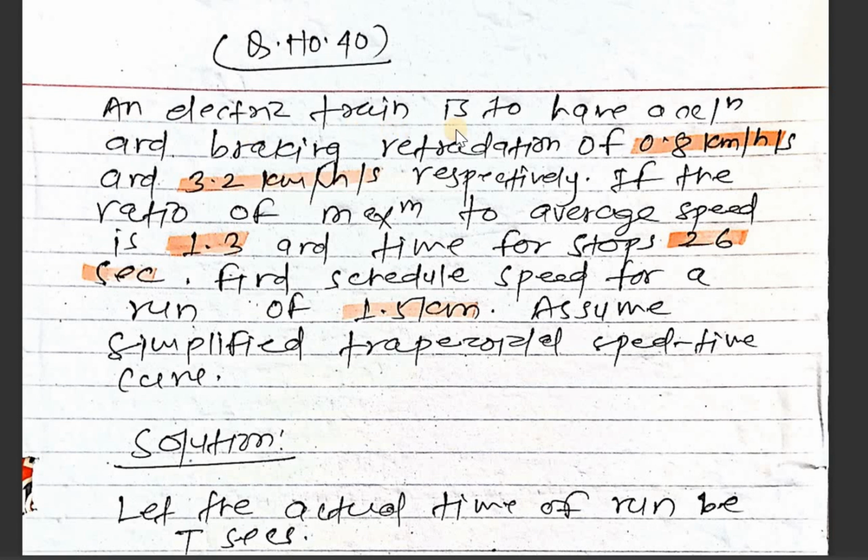Today our numerical problem is: an electrical train is to have an acceleration and braking retardation of 0.8 kilometer per hour per second and 3.2 kilometer per hour per second respectively. If the ratio of maximum to average speed is 1.3 and the time of stop is 26 seconds, find the schedule time for a run of 1.5 km. Assume a simplified trapezoidal speed-time curve.